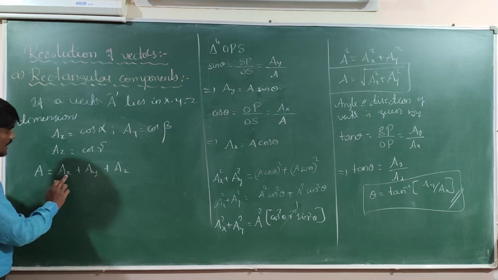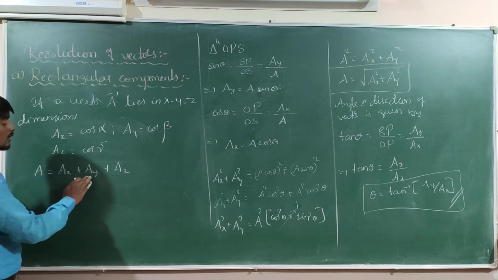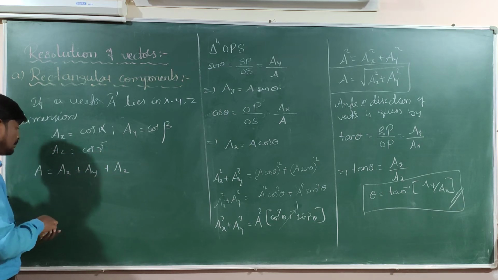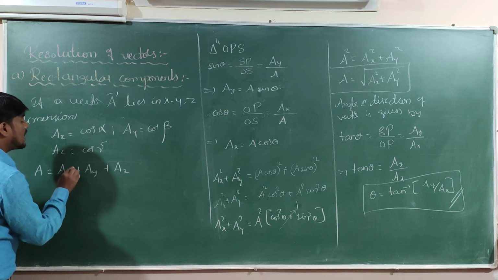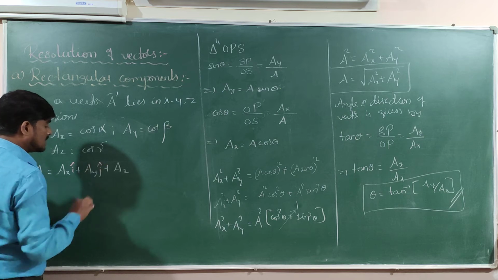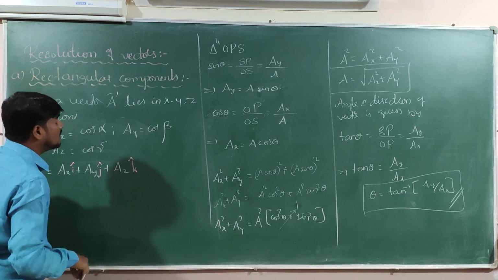Here I wrote AX, AY, AZ only as magnitude quantities, not the vector quantity. If I go along the X axis, it's very, very important, I cap is the unit vector. If I go along the Y axis, J cap is the unit vector. If I go along the Z axis, K cap is the unit vector.